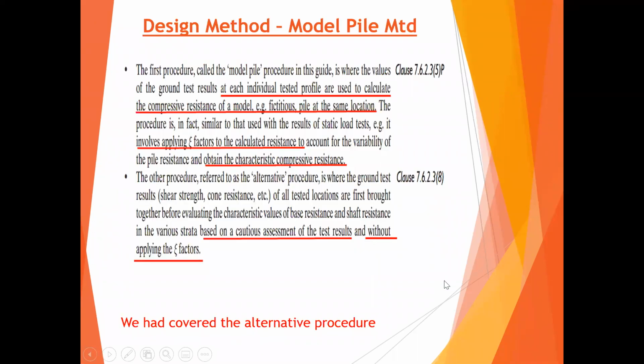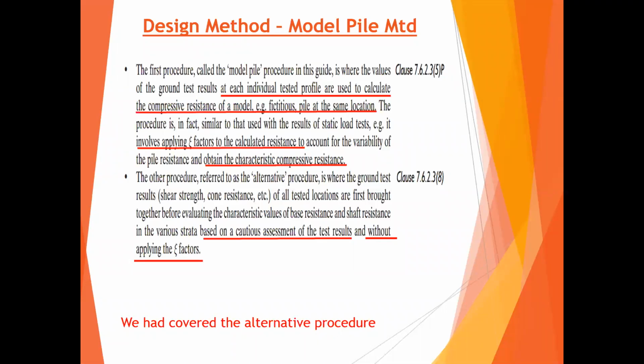Now, this model pile approach, the procedure is that we will check every test profile, which is like our borehole. Then we will apply the correlation factor to the calculated resistance to obtain the characteristic resistance, right? But for the alternative method, we actually use the model factor. We don't use the correlation factor. Okay, we have covered the alternative procedure.